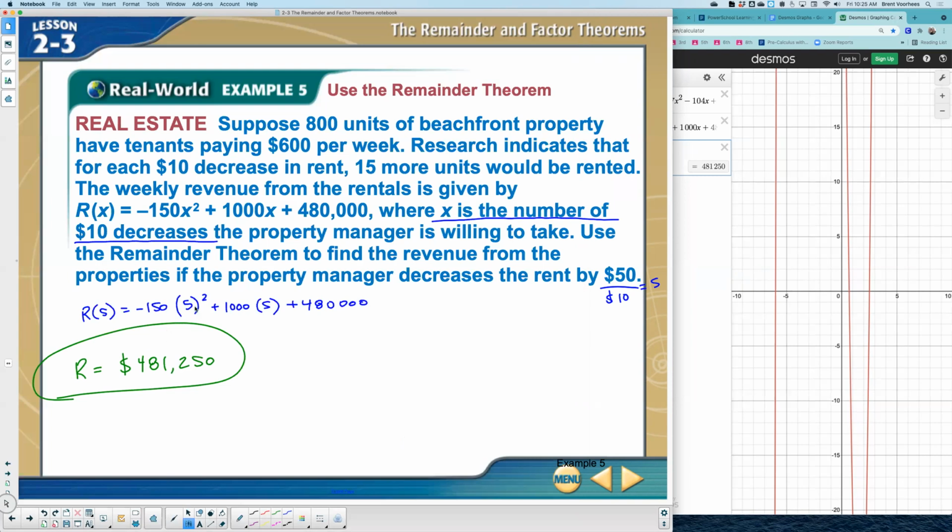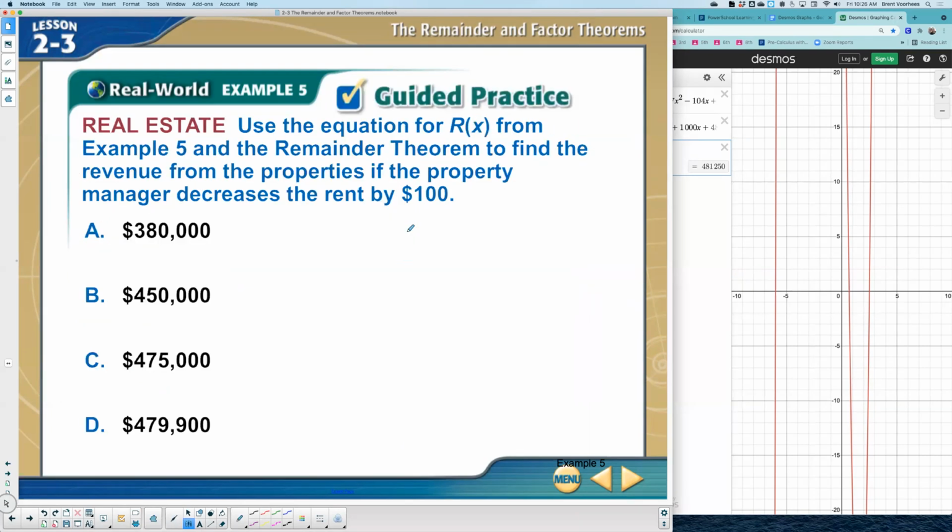That's what that theorem was telling you, which I still think it's easier just to use function notation. Do what you already know. Just plug that in there. Okay, so all I did is I just plugged in 5 on this problem. And yours would be the same thing here. But this time, if it decreases rent by $100, X is every $10 decrease, and they're saying decrease by $100, how many decreases is that? 10. So here X would be 10. You'd plug that into your solution.